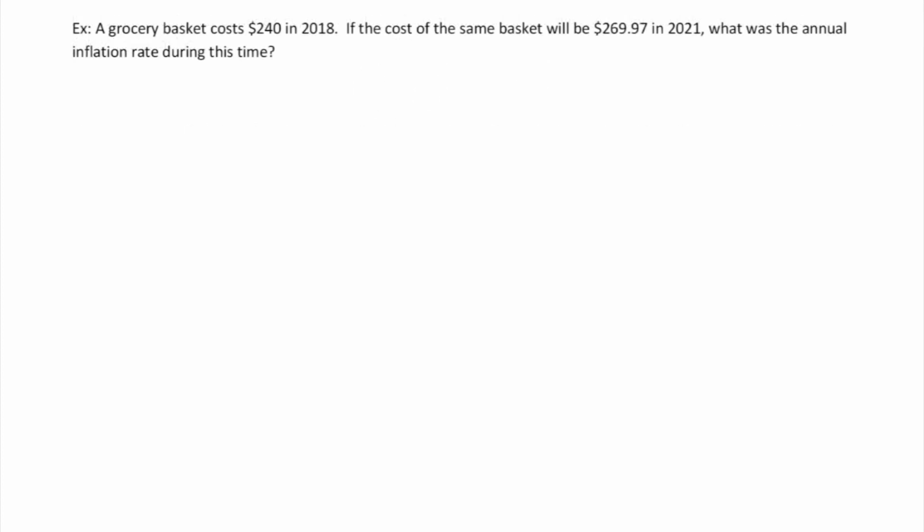This question is dealing with the Consumer Price Index. A grocery basket costs $240 in 2018. If the cost of the same basket will be $269.97 in 2021, what was the annual inflation rate during this time? I'm told that I'm looking for the annual inflation rate, so I know that I'm going to be looking to find C. Now I need to find A, X, and Y.